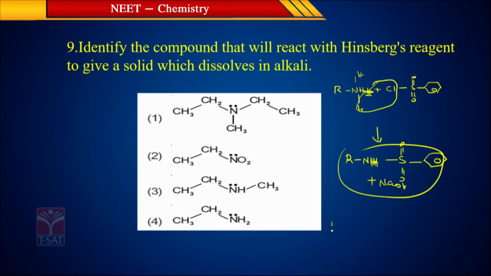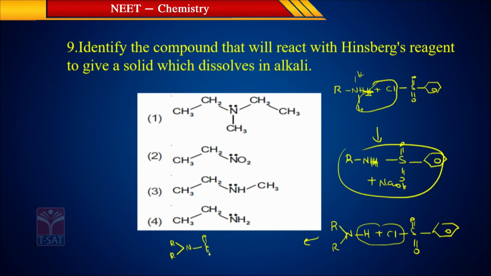But secondary means it will be R2NH, with hydrogen here, reacting with chlorine, S double bond O, benzene sulfonyl. Hinsberg reagent is benzene sulfonyl chloride. So, the product you will be getting is R2N-SO2-benzene. So, you do not have NH here, so it will not react with NaOH alkali. The amine that will react with Hinsberg reagent and dissolve in alkali is primary amine.